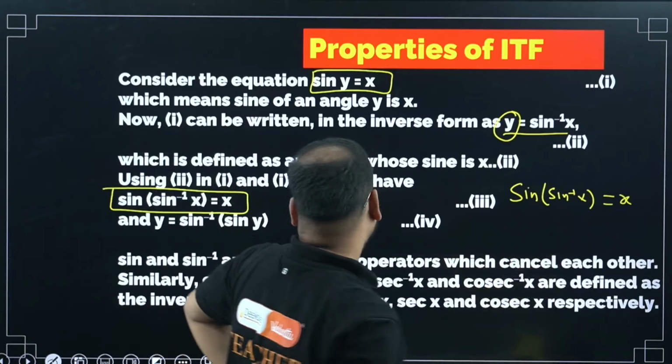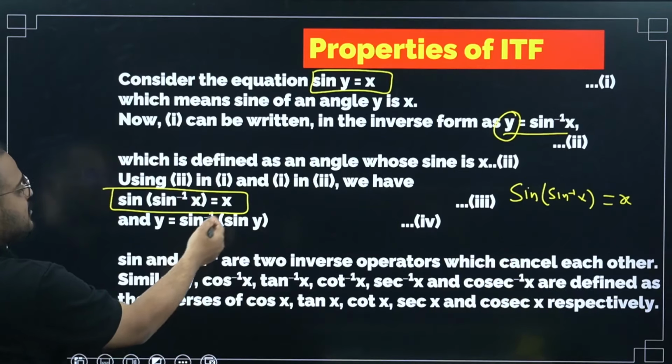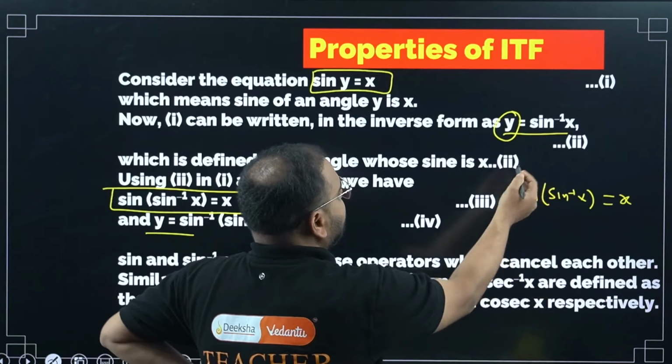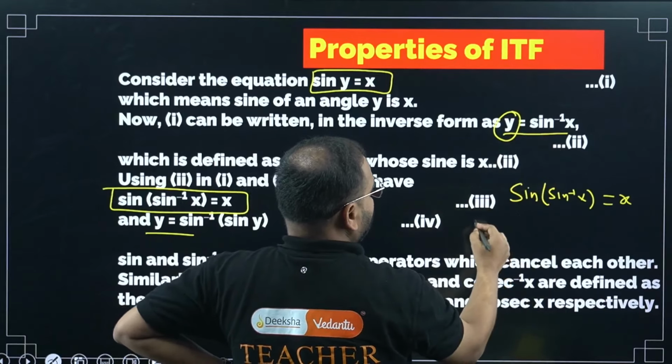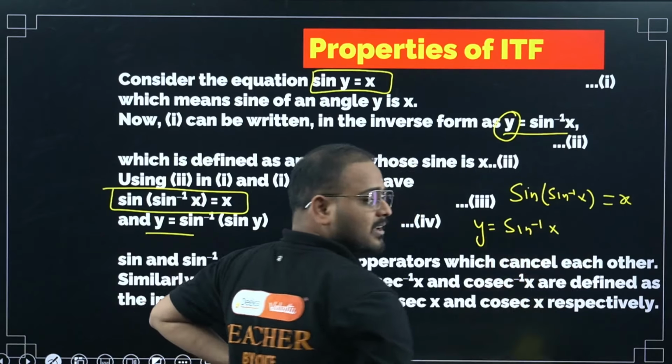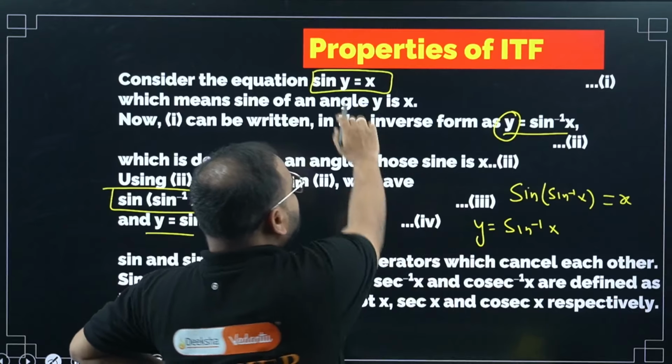Same thing I've written here. The reverse is this: sine inverse of sine y will be equal to y. How can we do that, sir? So basically, the equation is y equal to sine inverse of x, right? So the x value is here, sine y, no?